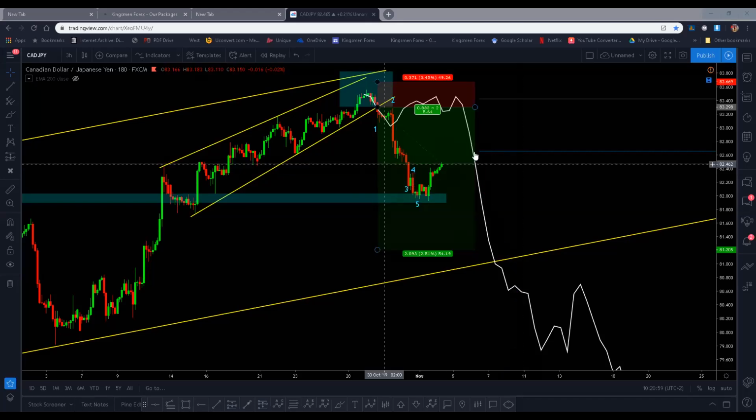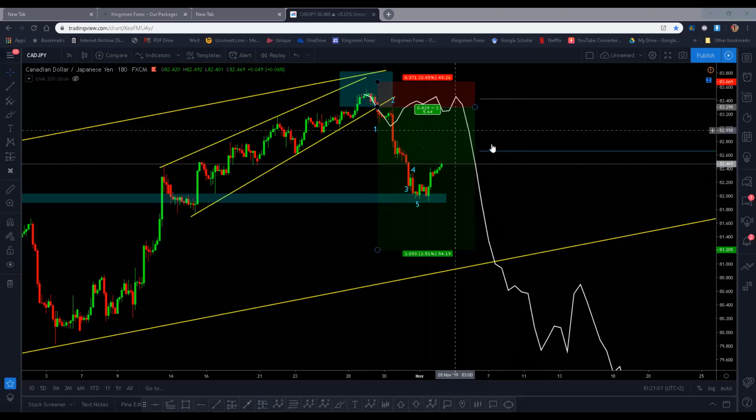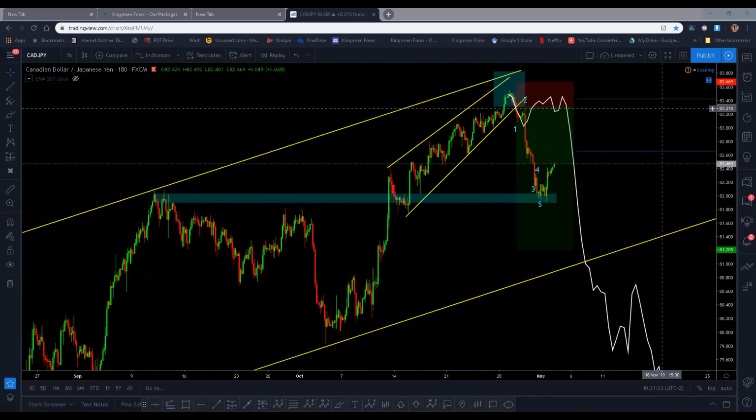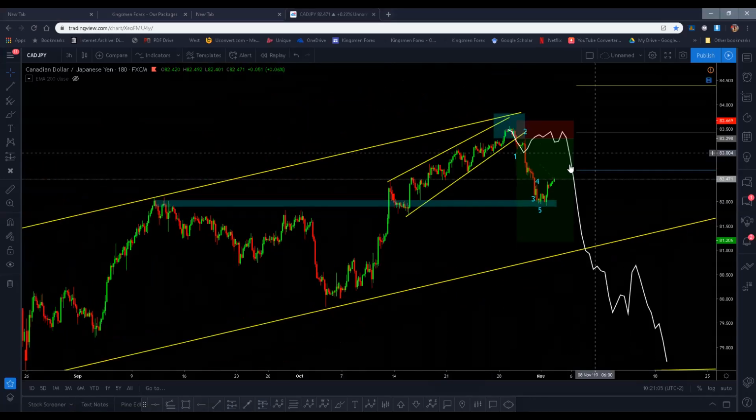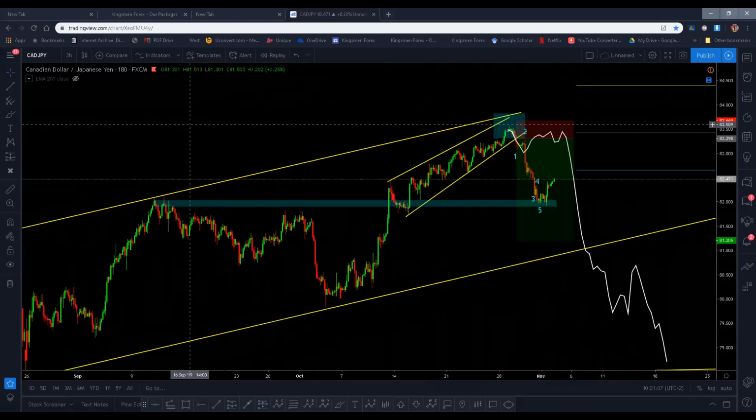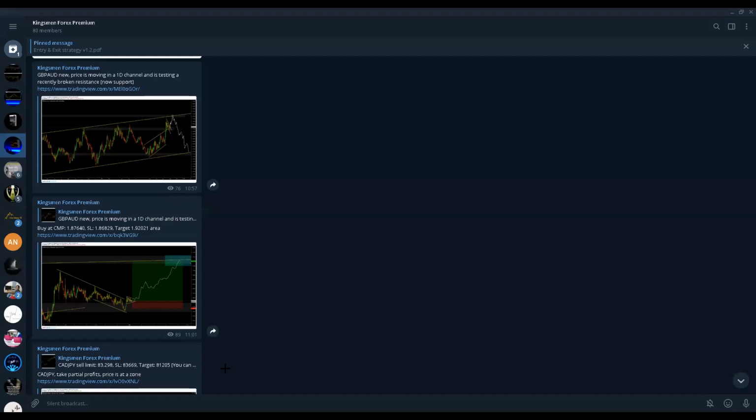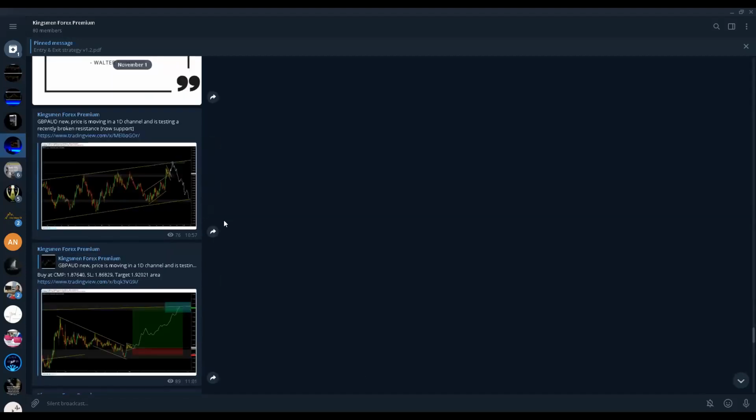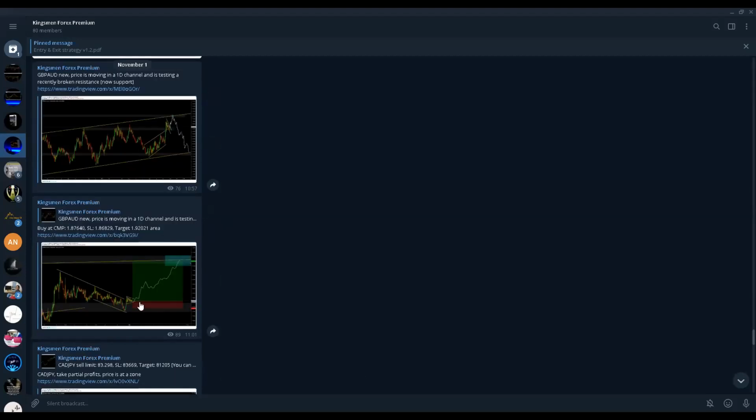Okay, but for now we will see how this unfolds, and see if we can take our next trade. Let's go back to Telegram. The last trade we took for the week was GBPAUD.